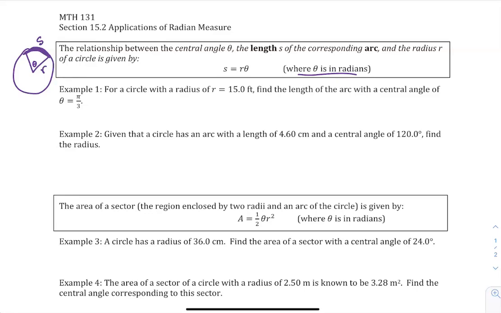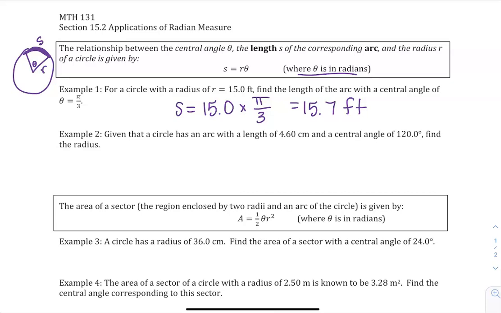In example 1, if we want to find the length of the arc, we have a central angle and we have the radius. We're simply going to do 15.0 times pi over 3. Here, it's in radians, so we don't have to change anything. So 15 times 3.14 divided by 3, that arc length is 15.7 feet. If you were walking around that circle, you would need to walk 15.7 feet in order to walk the arc that's defined by a pi over 3 angle.